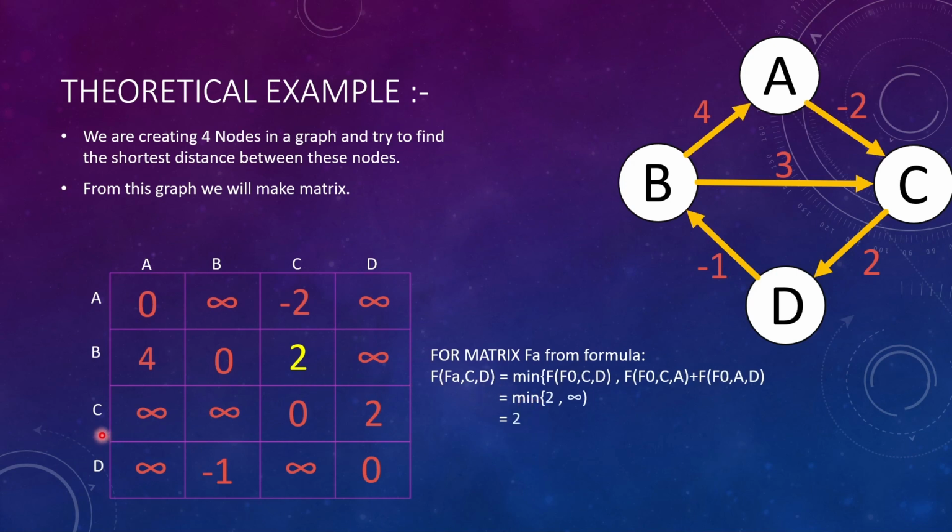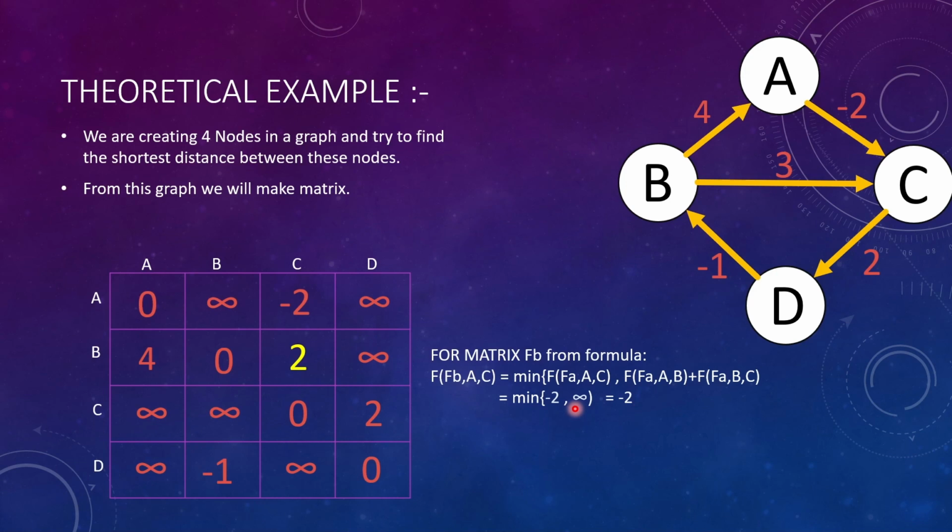Now we will go for C to D, which was previously 2 here, and after going via A we are getting infinity, so 2 will remain as it is here. For D to B, which was previously minus 1, but going via A we are getting infinity, so minus 1 will remain as it is here. For D to C, previously it was infinity, and after going via A it is also infinity, so infinity will remain as it is here. Now we have completed checking for going via node A.